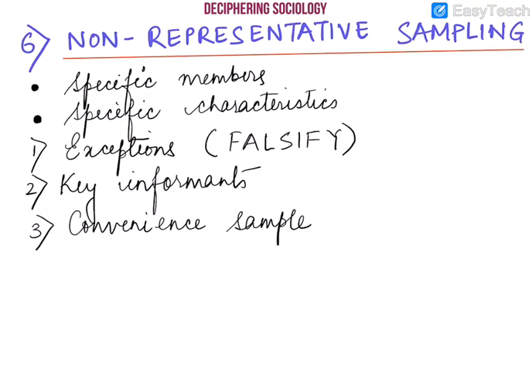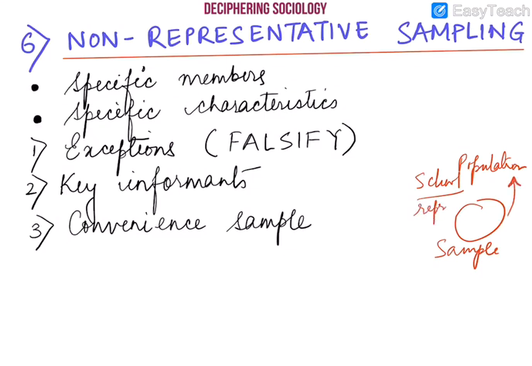Now, the last method which we are going to study about sampling is non-representative sampling. Now, usually what happens in sampling, we have a population. We want to study about that school. So, we choose a sample. And this sample is going to represent the population. A sample will always represent the population. That is why we choose the sample. But here you can say it is just the opposite, a non-representative sampling.